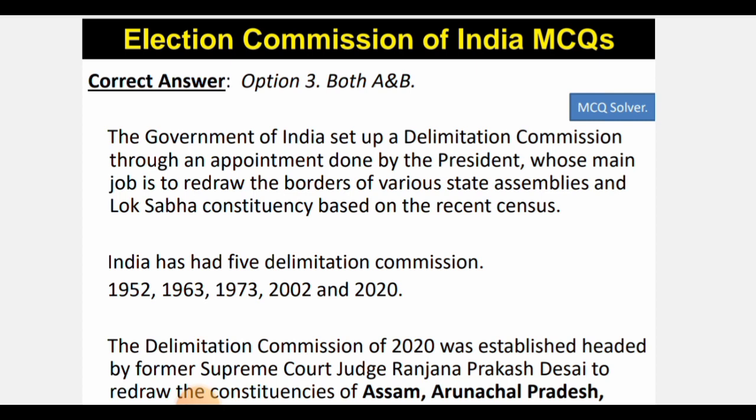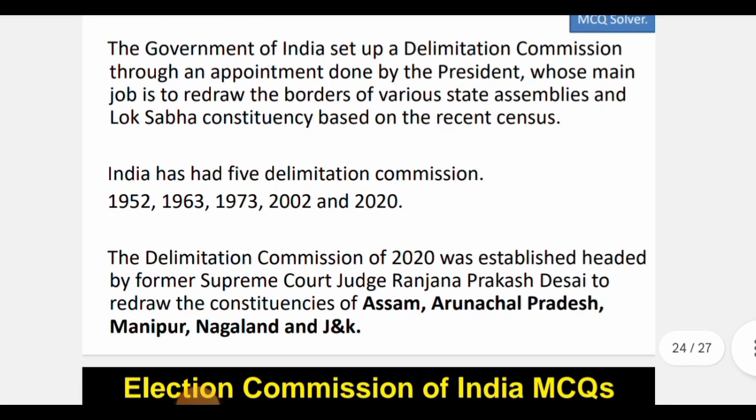The job is to redraw the borders of various state assemblies and Lok Sabha constituencies based on the recent census. Till now in India, a total of 5 delimitation commissions have been made. The first was made in the year 1952, then in 1963, then in the year 1973. After that in 2002, and recently in 2020.